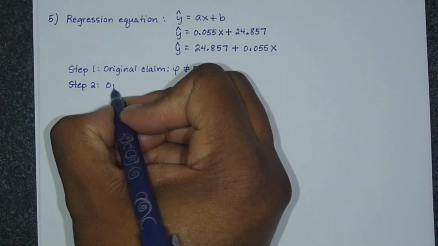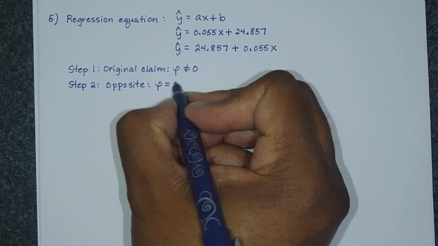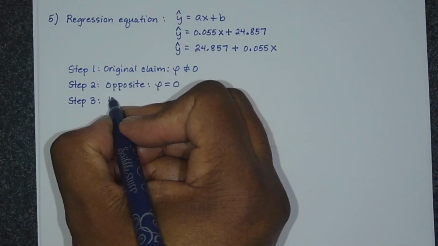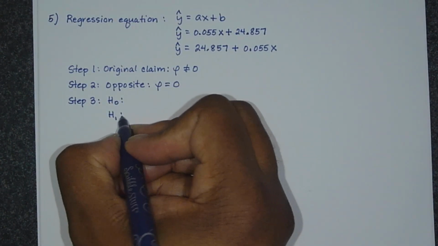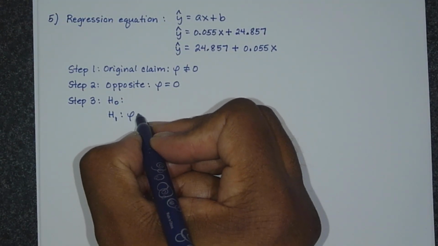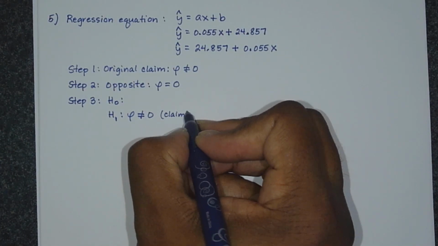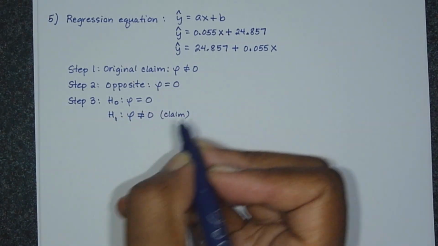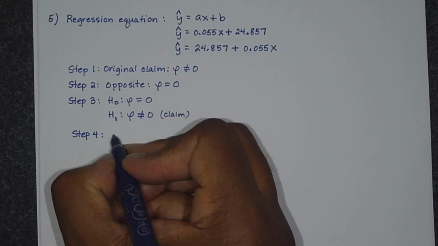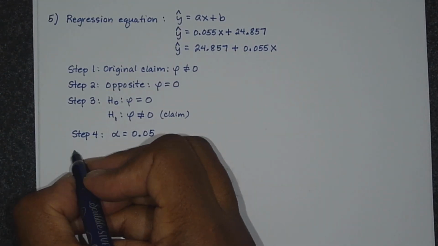Step number 2 is the opposite. And that's, of course, rho is equal to 0. And then the null and the alternative, which one will be the alternative? Rho does not equal 0. Rho is equal to 0, that's going to be your null hypothesis, as always. And now they say, well, what's our level of significance here? 0.05.